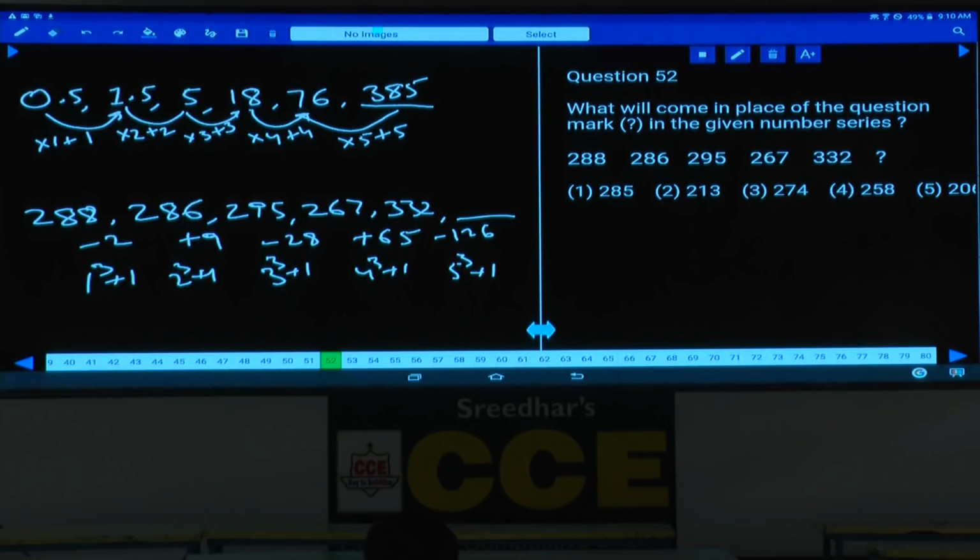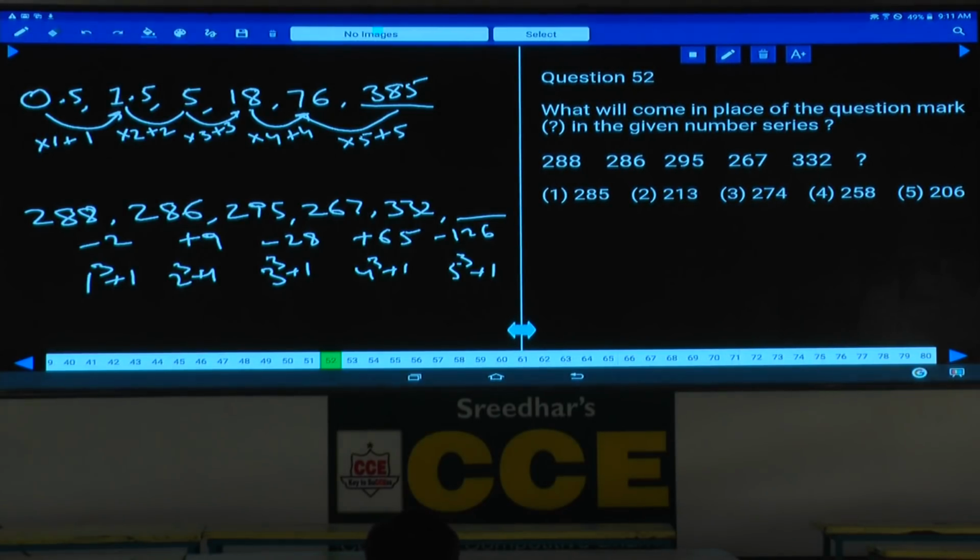Now 332 minus 126. As what is the answer here? The last digit must be 6. 12 minus 6. As among the given choices, only choice 5 is having the last digit as 6. Hence 52, choice 5. Done? Question number 52, choice 5.